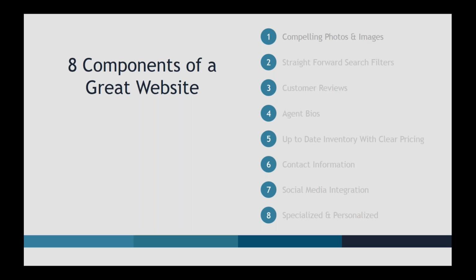So obviously there's lots of things you can do to add to your website to customize it. We're just going to talk about some 8 general components of a great website. So the first component of a great website is compelling photos and images.